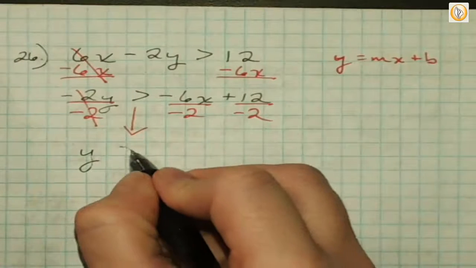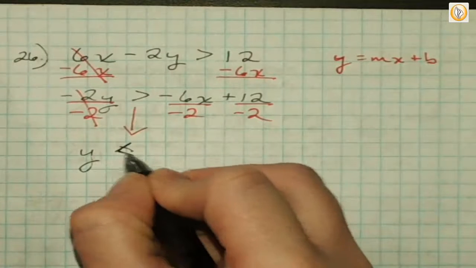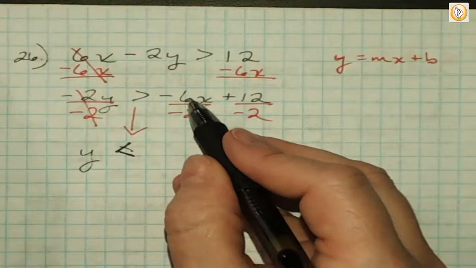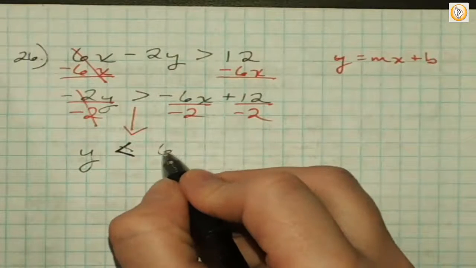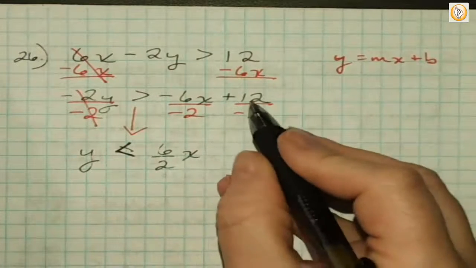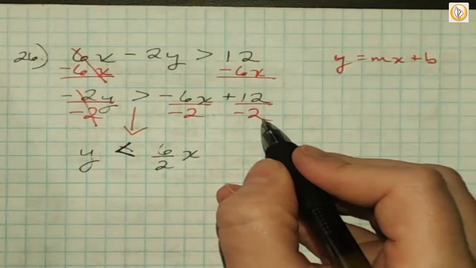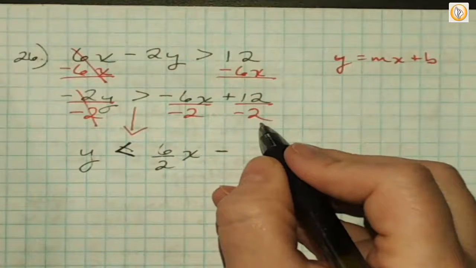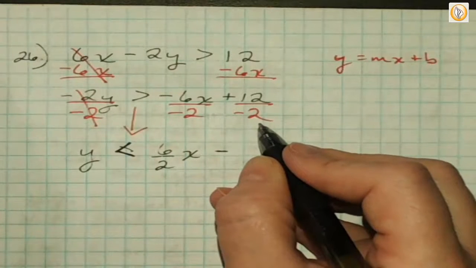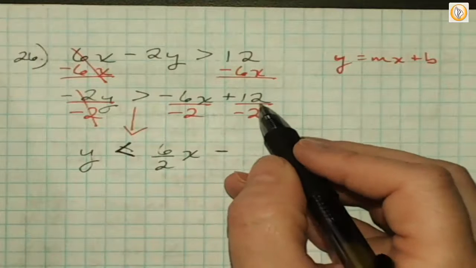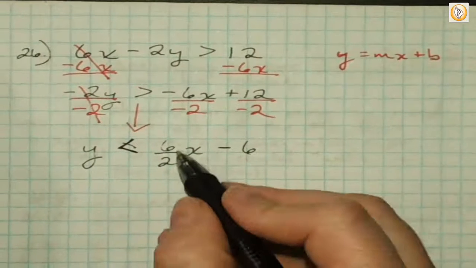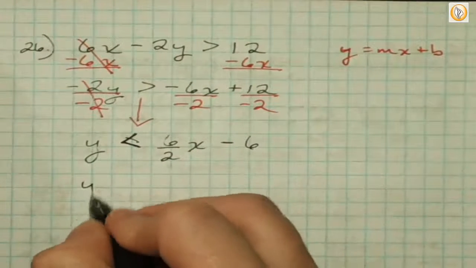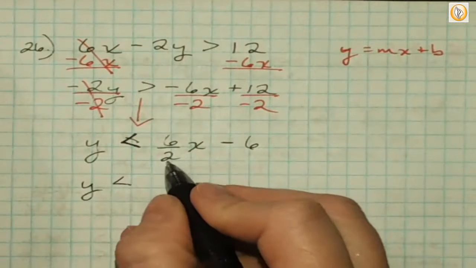So I get y is less than, and Joseph, negative over negative, positive divided by negative is negative. 12 divided by 2. Okay, negative 6. Now, Joseph, is this in lowest terms? No. So y is less than 6 divided by 2 is?